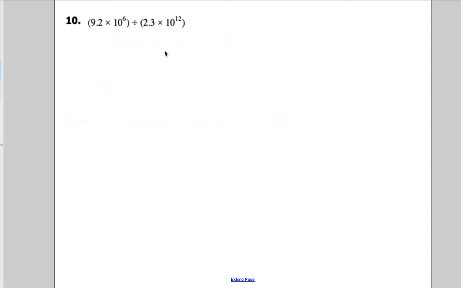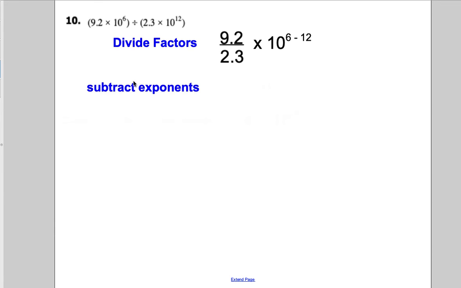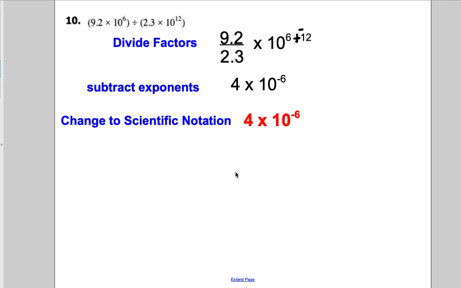Start by dividing your factors. Factors are 9.2 divided by 2.3. Subtract your exponents. 6 minus 12. Okay. Resolve it by subtracting those exponents. Be sure you add the opposite or plunk it in your calculator. But 6 plus negative 12 gives you 9.2 divided by 2.3 is 4 times 10 to the negative 6 power. Is this in scientific notation? It absolutely is, because 4 is greater than 1 but less than 10. You are done.